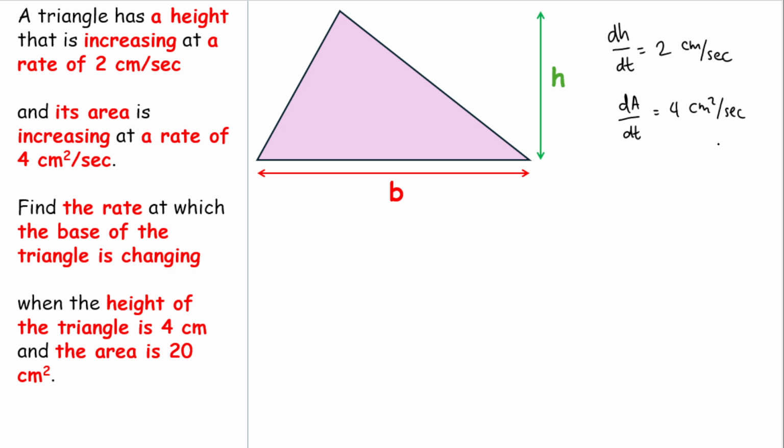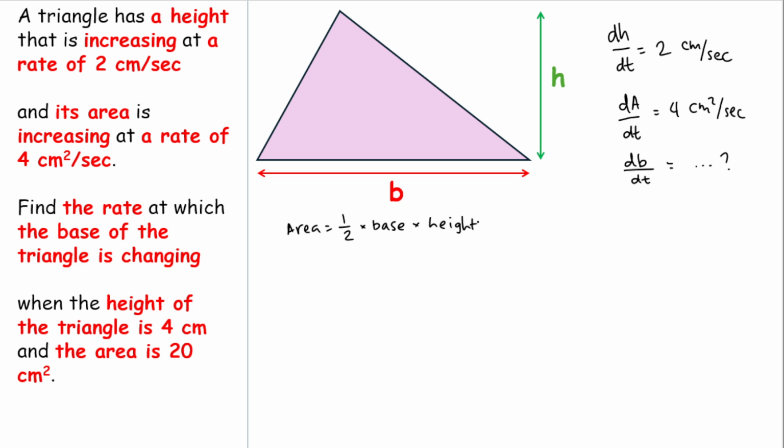Okay, and we are looking for the rate at which the base is changing. So we need to find out dB/dt, right? So that is the question, dB/dt. But then we need to find out the relationship between area, base, and height. We know that the area of this triangle is equal to 1/2 times its base times its height, right?